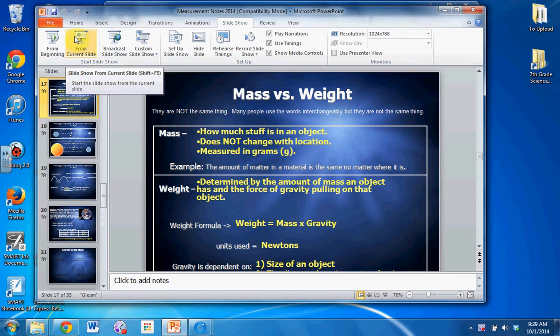Volume is cubic centimeters or milliliters usually, or liters are the base unit. Mass would be grams or kilograms or milligrams. Weight is sometimes in newtons, sometimes we use pounds. Depends on the situation.